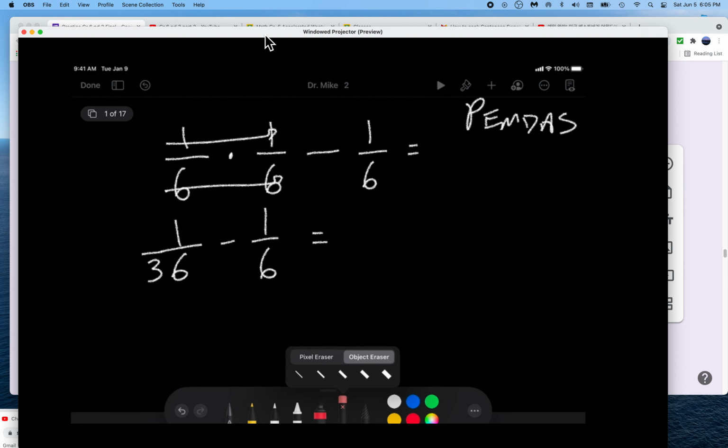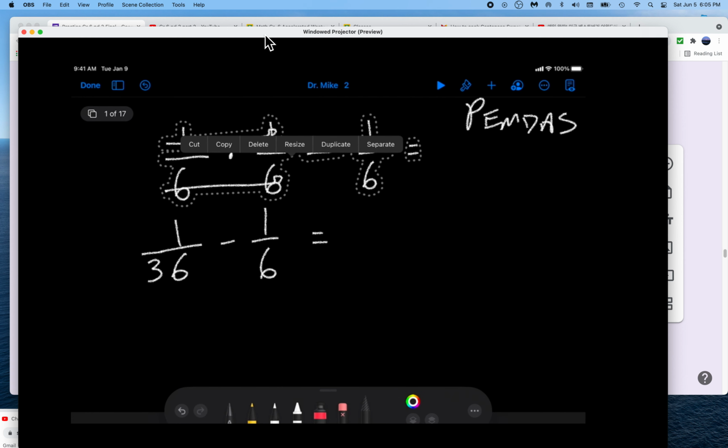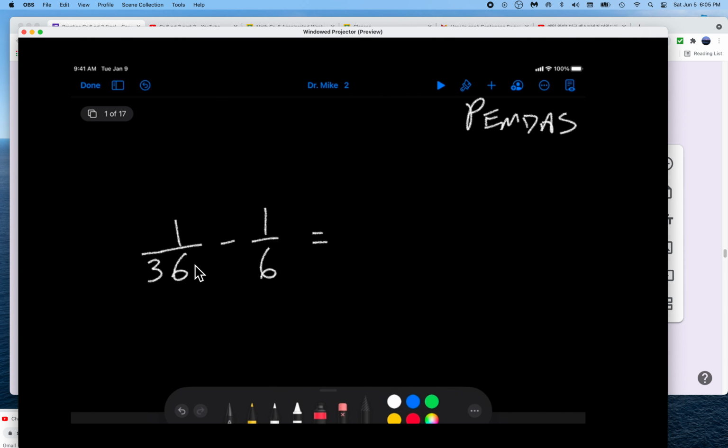So we ask ourselves, which is bigger, 1 over 36 or 1 over 6? If you have a larger number in the denominator, that makes this smaller. So we're going to have a small number minus a big number. We're going to get a negative answer. So that's the intuition on this right now.